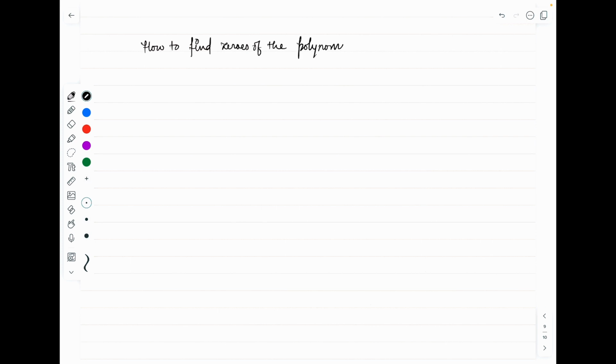How to find the zeros of the polynomial p of x, which is given as x square minus 2x? I have already told you, to find the zeros of the polynomial, we have to make p of x equals to 0. So x square minus 2x equals to 0. This x square means x into x, and this is 2 into x. So 1 x we can take common: x into x minus 2.